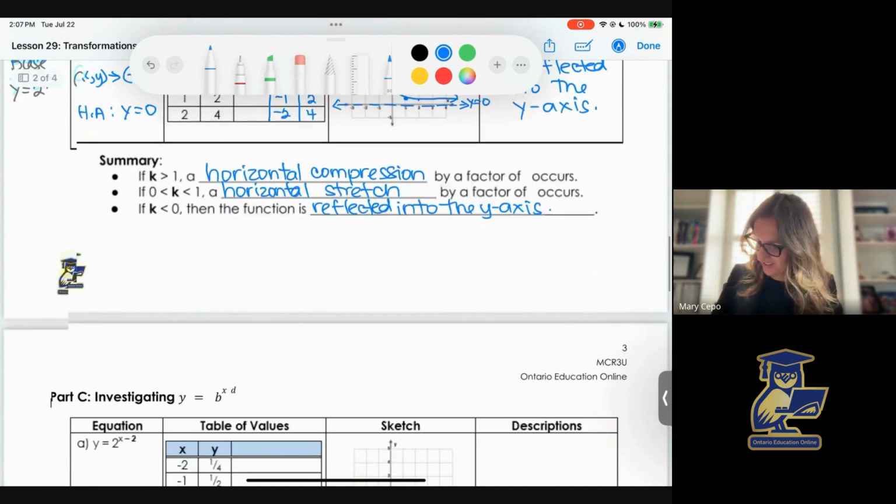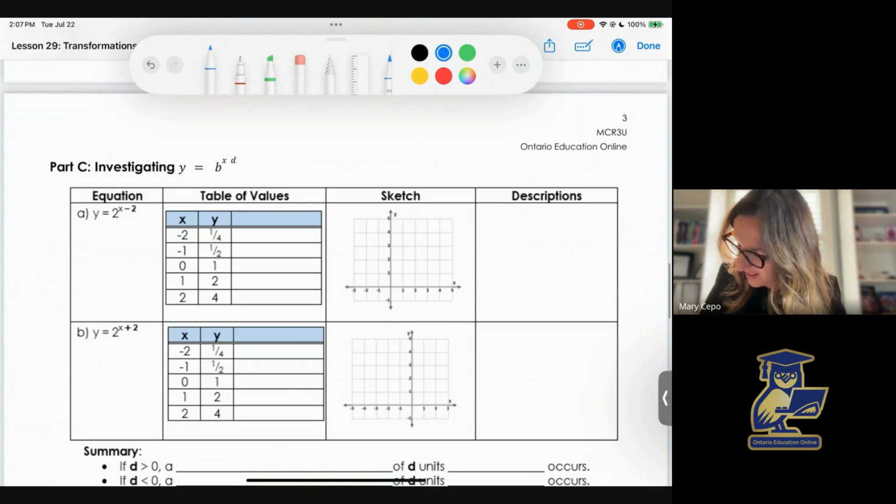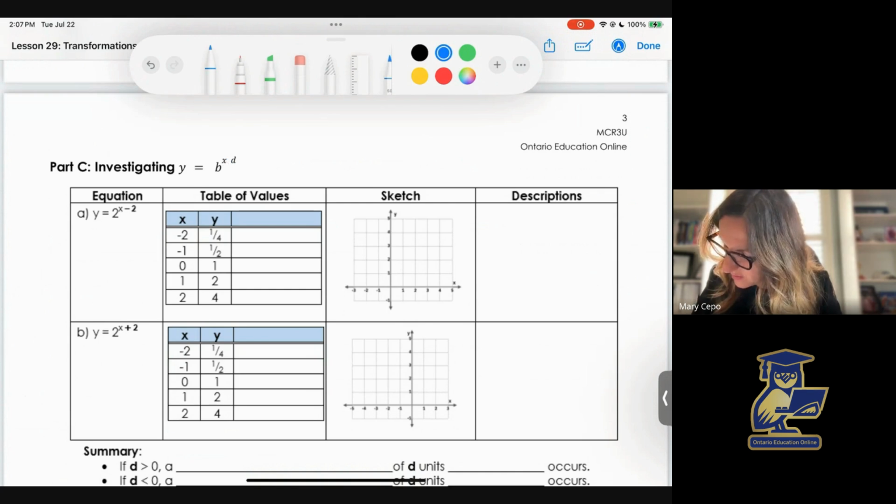Okay, moving on. We have what happens when we add a d value, whether it's positive d or negative d. Okay, so if we notice here, I think we have, let's put it in black.